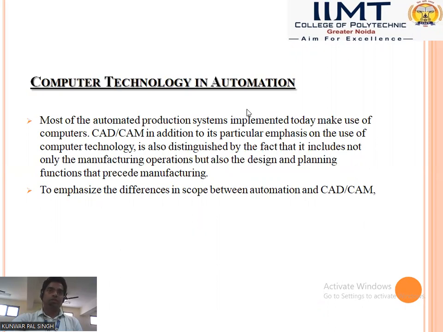So, computer technology in automation. Automation means negligible human interference in manufacturing. Most of the automated production systems implemented today make use of computers. So if we use CAD and CAM extensively, it becomes automation, automatic manufacturing. In addition to its particular emphasis on the use of computer technology, it is also distinguished by the fact that it includes not only the manufacturing operations but also the design and planning.